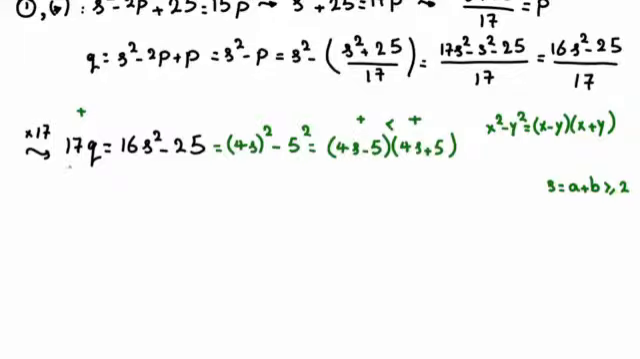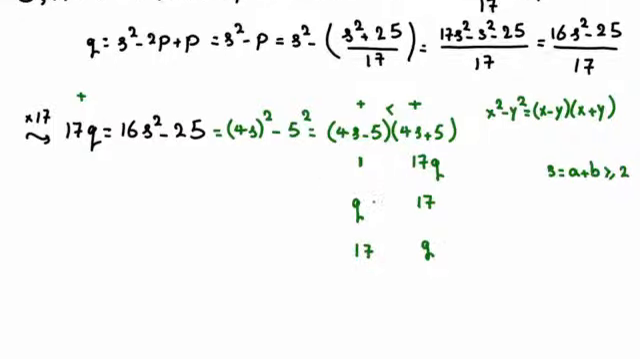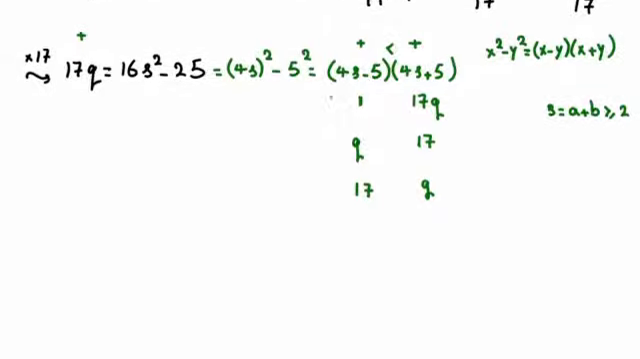Now, if we want to check the cases, this one can be 17q and this one can be 1. Because q is prime, you can divide into numbers. The other case is 17 and q, and the other one is q and 17. And yes, we have only these cases. So, let's consider these three cases: case 1, case 2, case 3.